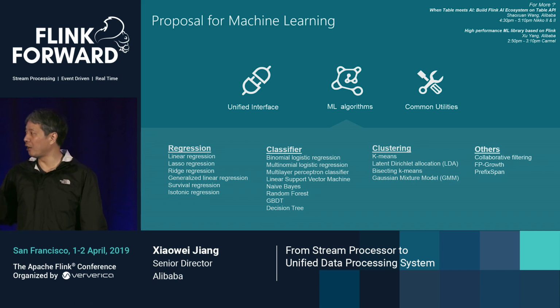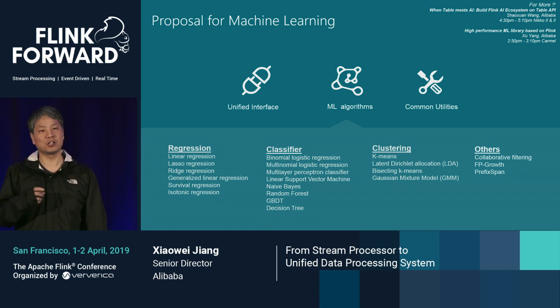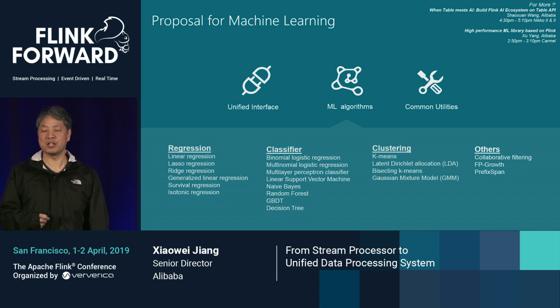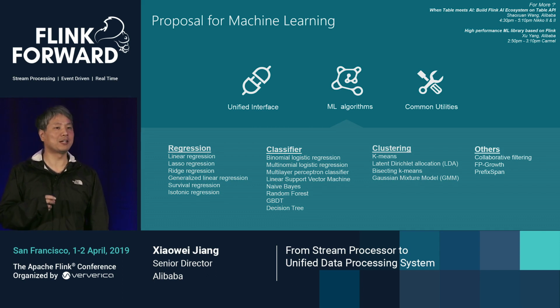On the algorithm itself, we have made tremendous progress and implemented all the commonly used classical machine learning algorithms. This is just an example list of the algorithms that we have implemented. Our implementation of the algorithms are very scalable and very performant. In this process, we have also accumulated a lot of useful utilities in statistics, linear algebra, etc., that might be useful for anyone who wants to write machine learning algorithms in Flink.